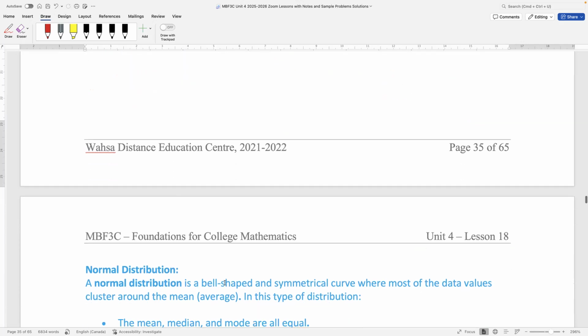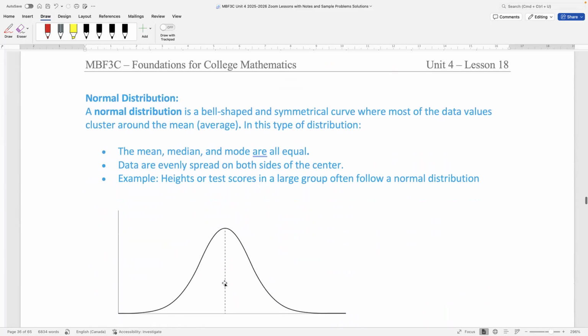So now we're going to look at different types of distribution. A common term that you're going to hear is the term bell curve. The graph you're looking at on the screen right now is an example of a bell curve, and a bell curve represents a normal distribution. A normal distribution is a bell-shaped, symmetrical curve where most of the data values cluster around the middle or the mean. In this type of distribution, the mean, the median, and the mode are all equal.